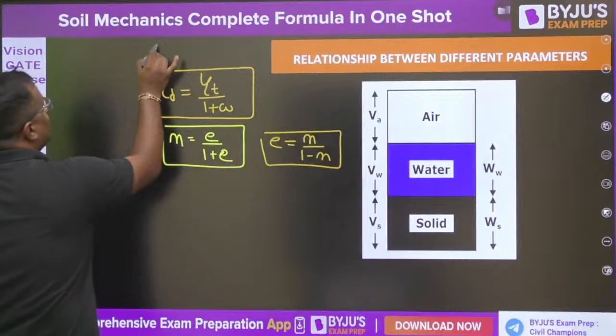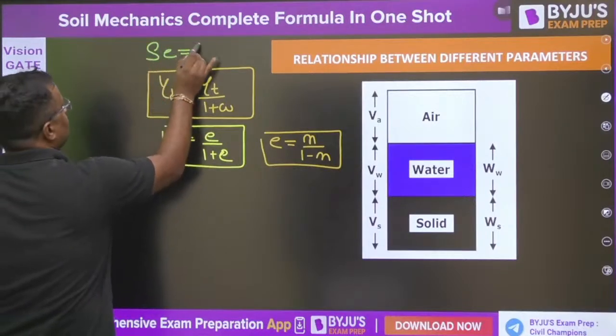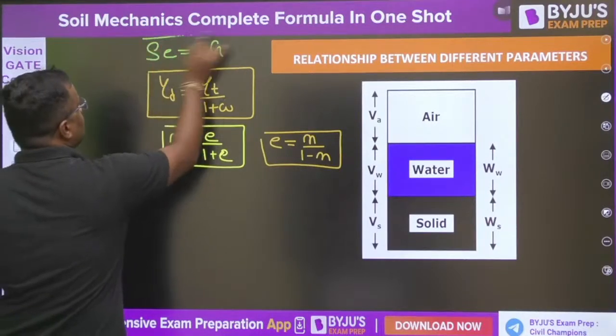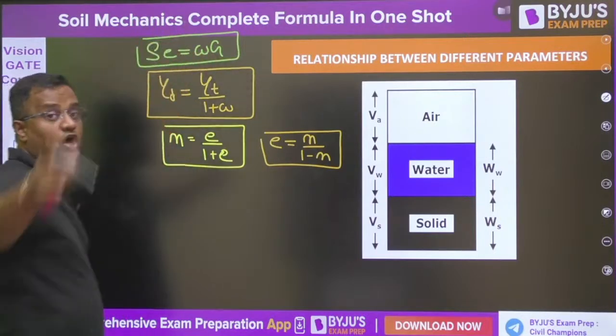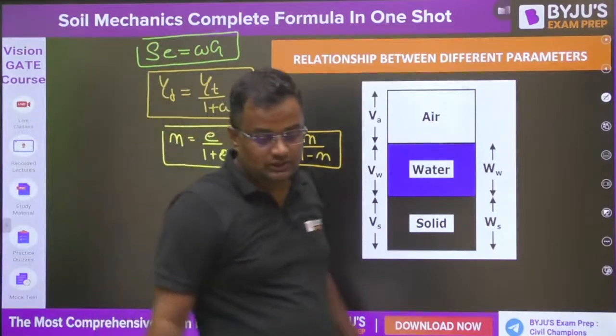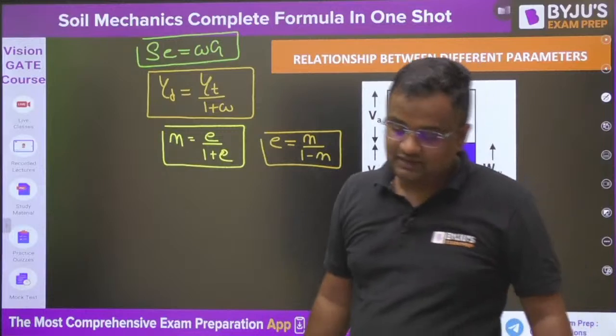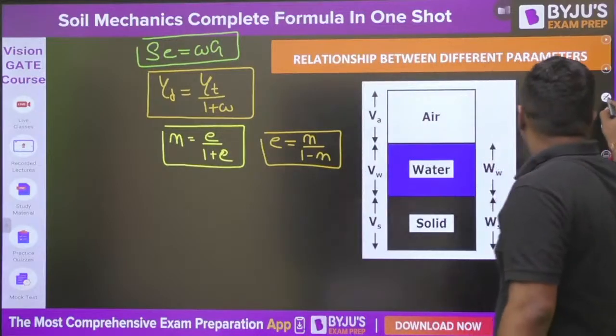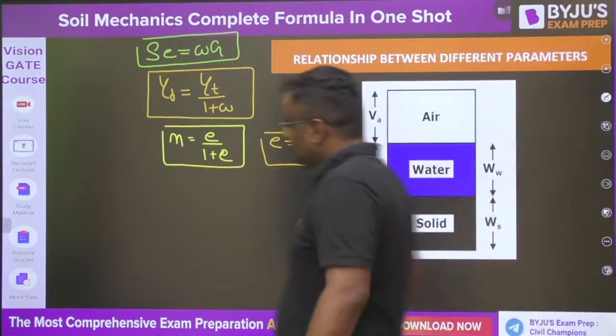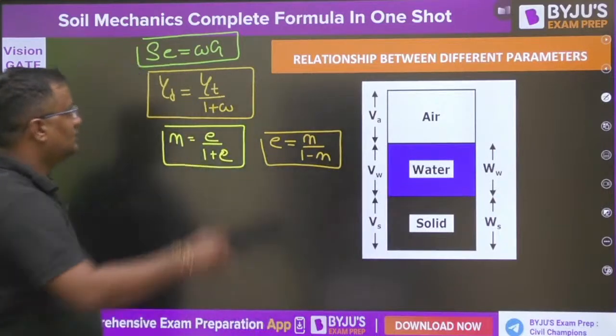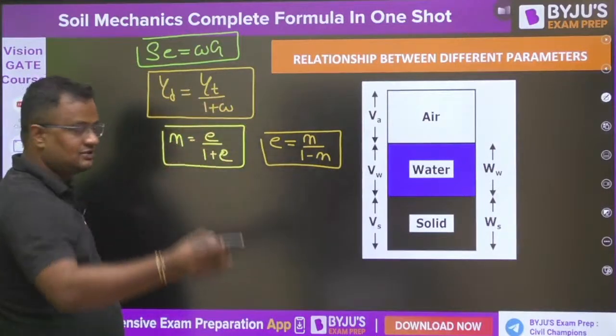Now, the Sehwag formula: S, saturation, into void ratio is equal to W into G. G is specific gravity of solid. Its value is 2.6 to 2.7. Okay, sir. Got it, sir. One other formula I told you, S plus Ac is equal to 1.